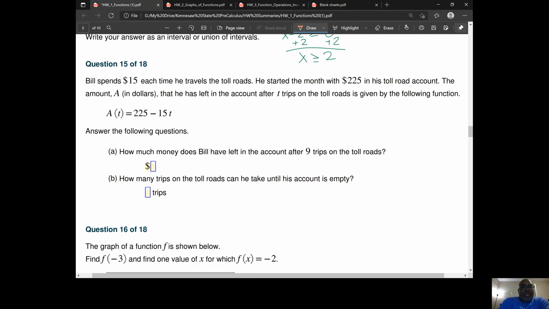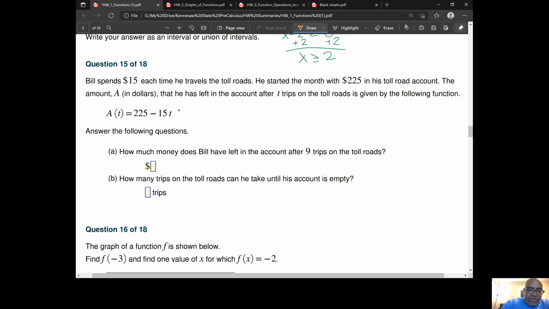15, word problem. We love these. So Bill spends $15 each time he travels the toll roads. He started the month with $225 in his toll road account. The amount A that he has left in the account after t trips on the toll roads is given by the following function. So they actually give us the function. Okay.